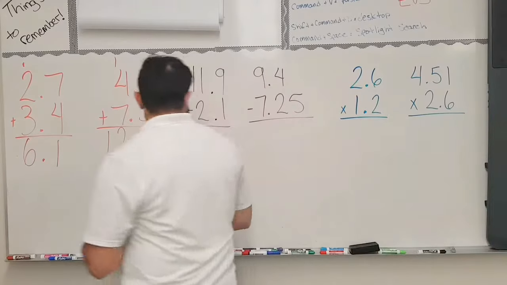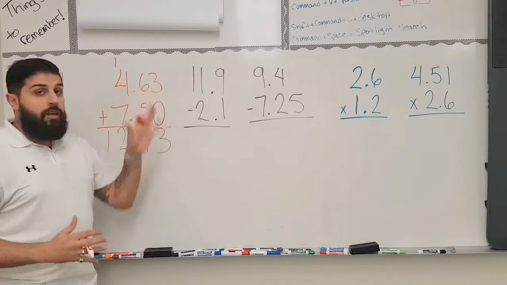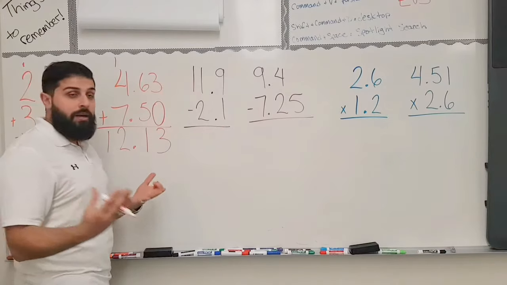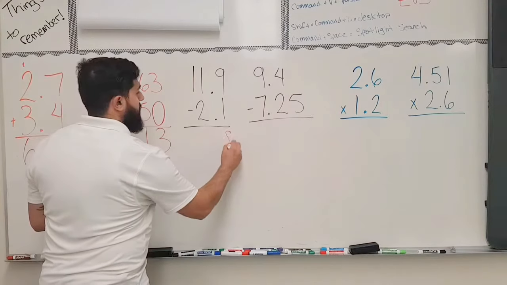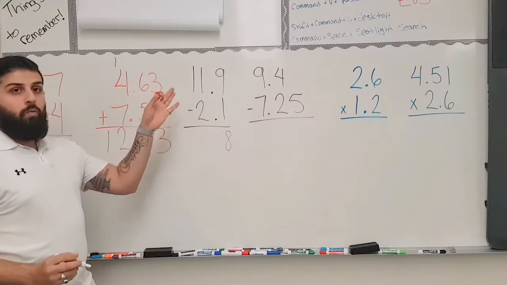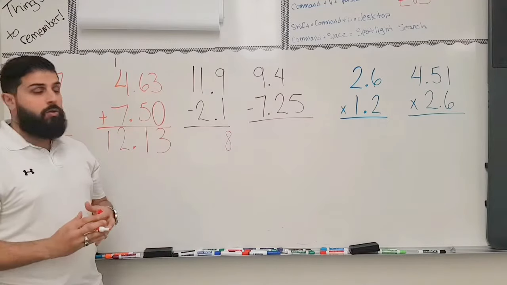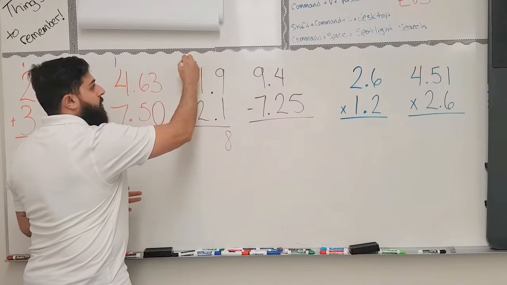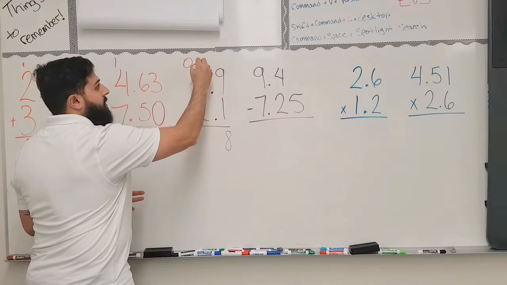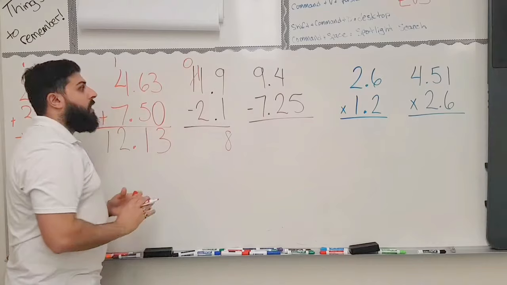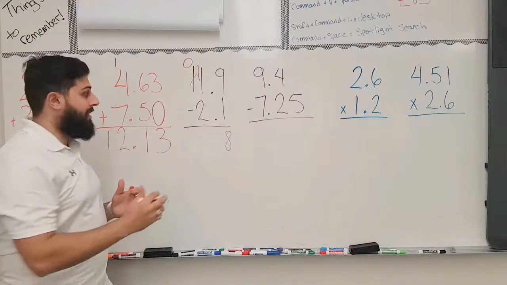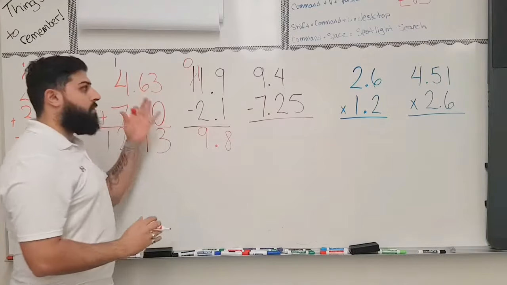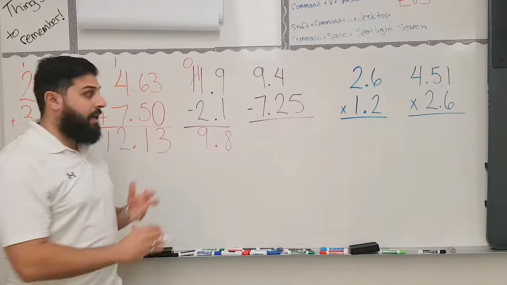Subtraction, same idea. All right, just line up the decimals and follow suit. 9 minus 1 is 8. 1 minus 2, can't do it. So what we do is we borrow from the neighbor. And this gets us to 11. 11 subtract 2 is 9. Carry the decimal down. Simple as that.